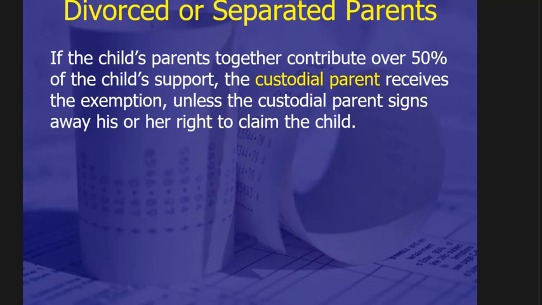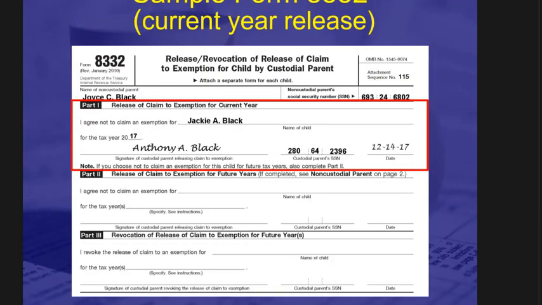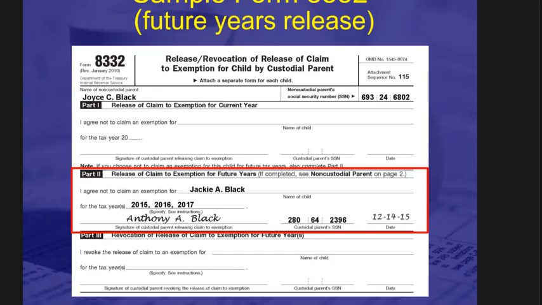Now, when you have divorced or separated parents and they contribute more than half, it's the custodial parent. This is who the child lives with most of the time, and that can be overridden if they sign away their right to claim the child. So it follows custody, except if there's a Form 8332. The non-custodial parent puts that form on a tax return saying that they get the dependency exemption, not the custodial parent. And here's how you would fill that out for the current year and future years.